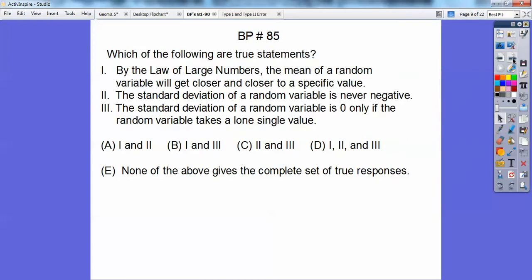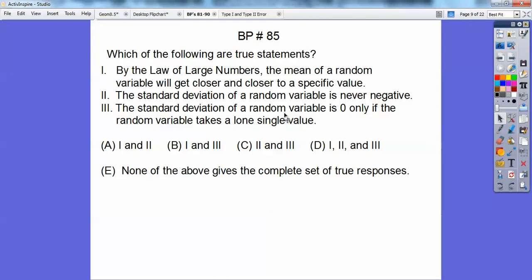Okay, which of the following are true statements? By the law of large numbers, the mean of a random variable will get closer and closer to a specific value. Well, what the law of large numbers does is it makes your samples closer to the mean, but your mean is an unchanged number. Your mean of your data is an unchanged number. So it's not that one. The law of large numbers gets our samples closer and closer to the mean, but the mean is an unchanged number. Okay, the standard deviation of a random variable is never negative.